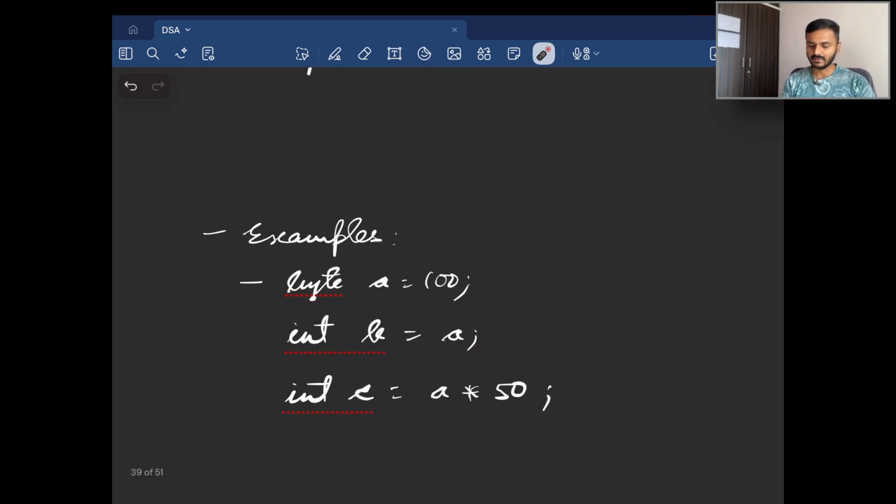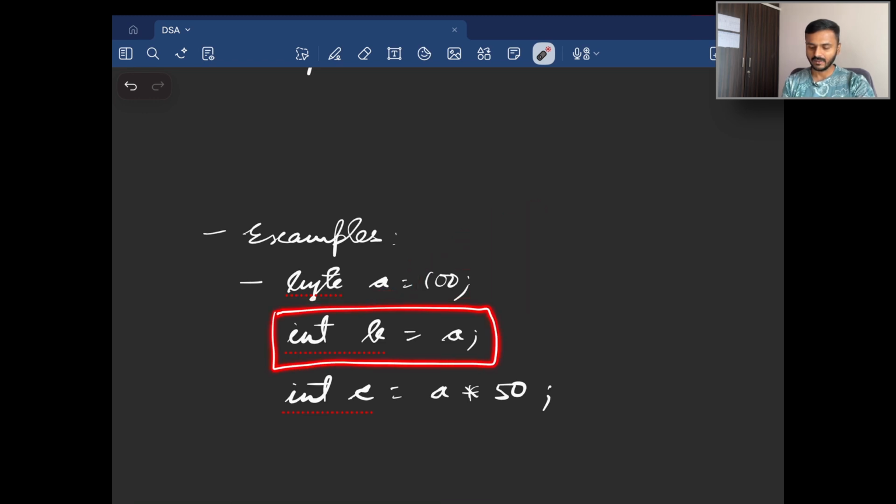The first example is this: byte A is equal to 100. Now, what's happening over here is we have a variable A of type byte to which 100 is getting assigned. Over here, we have 100, and 100 is a literal. More specifically, 100 is an integer literal. By default, integer literals in Java are of int data type. So we are assigning 100, which is of int data type, to a variable A, which is of byte data type.